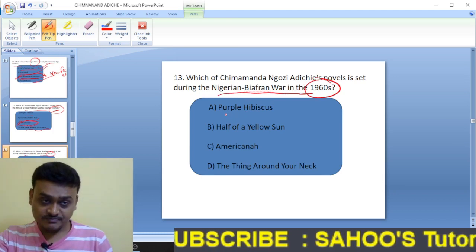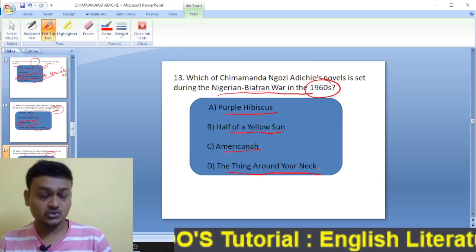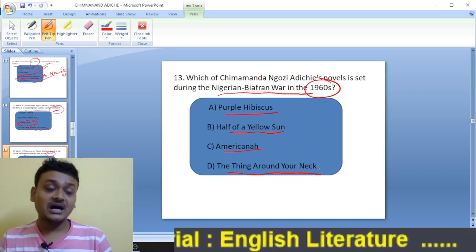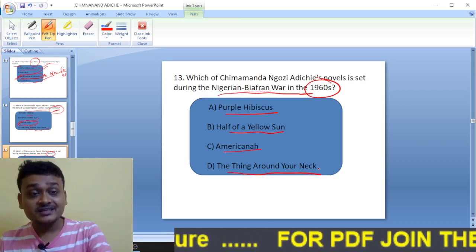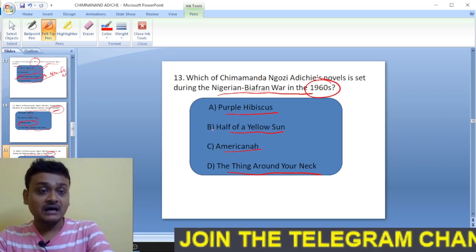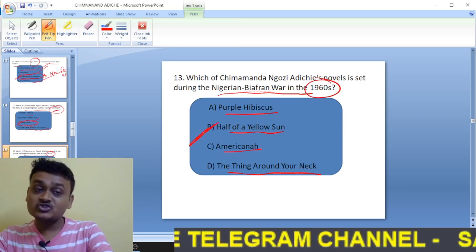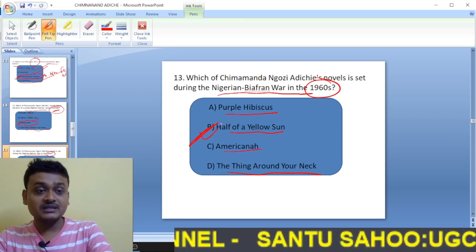So your options are Purple Hibiscus, Half of a Yellow Sun, Americanah, The Thing Around Your Neck. Here the right option is Half of a Yellow Sun. Half of a Yellow Sun is set during the Nigerian-Biafran War in the 1960s. This is the most famous novel written by Chimamanda Ngozi Adichie. So here B is the right option.